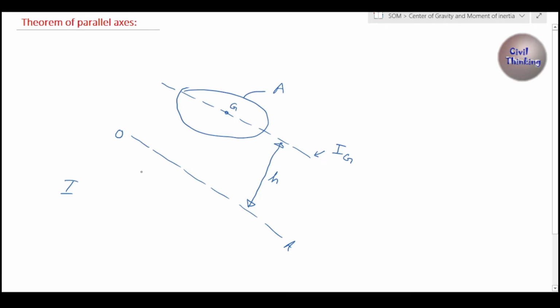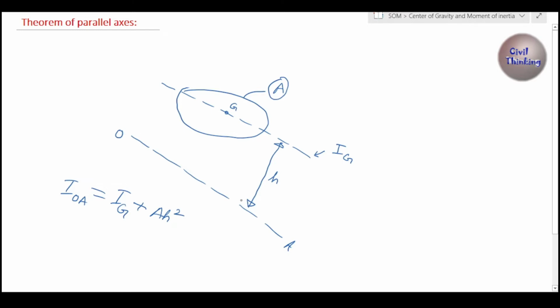Then, according to the theorem of parallel axes, the moment of inertia about OA, which is parallel to the axis passing through G, is equal to the moment of inertia with respect to the line passing through the center of gravity, that is IG, plus Ah square. This is the theorem of parallel axes. What it is saying is, I draw two lines. One line is passing through the center of gravity, and the moment of inertia of this area A about the center of gravity is IG.